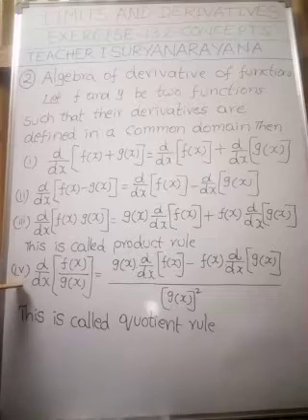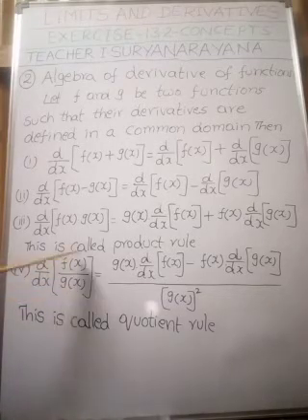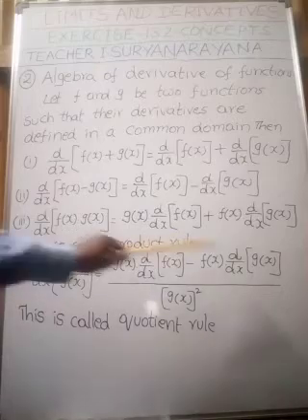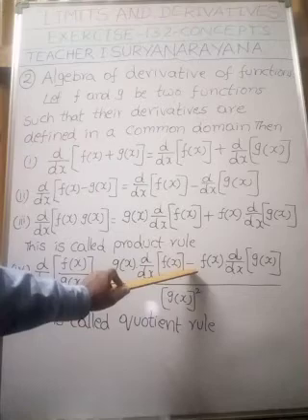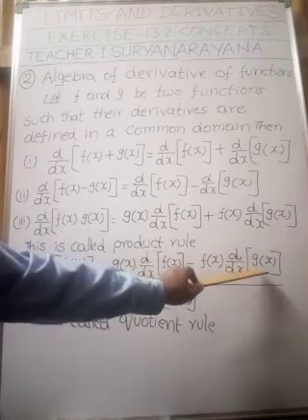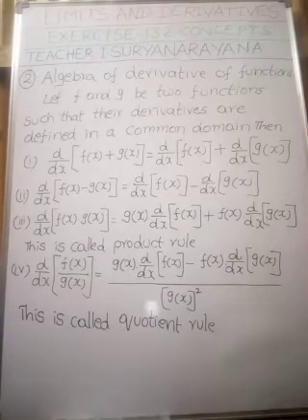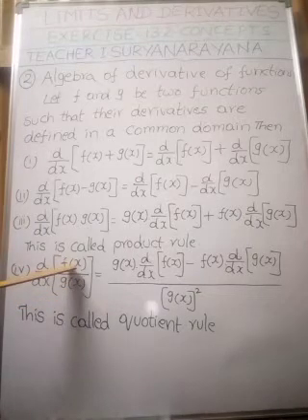Now come to the fourth point, d by dx of f of x by g of x. If you want to find the derivative of the quotient of two functions, then we use this formula: g of x into d by dx of f of x minus f of x into d by dx of g of x, whole divided by g of x whole square. I will repeat this formula, d by dx of f of x by g of x. In the numerator, f of x is there, in the denominator, g of x is there.